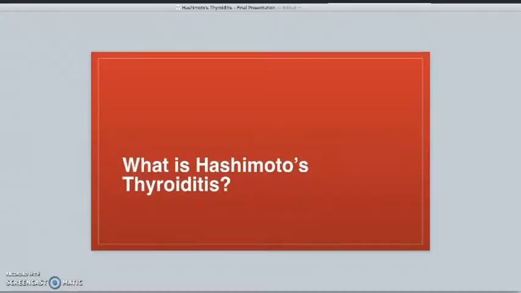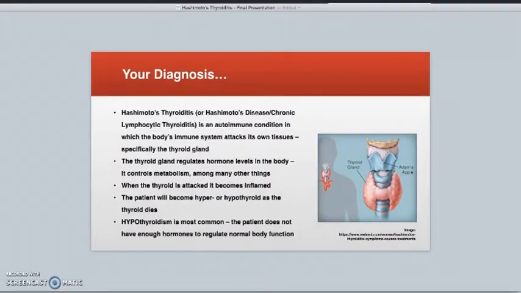So what is Hashimoto's thyroiditis? Because of course, when your endocrinologist sits you down and says this big name to you, it's a little scary and you're not entirely sure of what it is that he's talking about. So the diagnosis, Hashimoto's thyroiditis, is also referred to as Hashimoto's disease, chronic lymphocytic thyroiditis, Hashimoto's immune disease. There's any number of names. It's an autoimmune condition in which the body's immune system attacks its own tissues, specifically the thyroid gland. So the immune system is confused and thinks that the thyroid tissue is foreign or an alien.